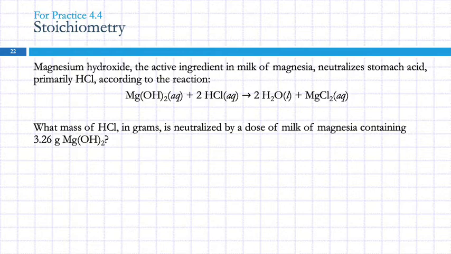What mass of HCl in grams is neutralized by a dose of milk of magnesia containing 3.26 grams of hydroxide? So I'm given 3.26 grams of hydroxide, and this is telling me to find mass of HCl in grams. If you have difficulty with word problems, go through and highlight or circle or underline anything with a number, because that might very well be important, and then look for a question word. What? What mass? That tells me what I'm looking for.